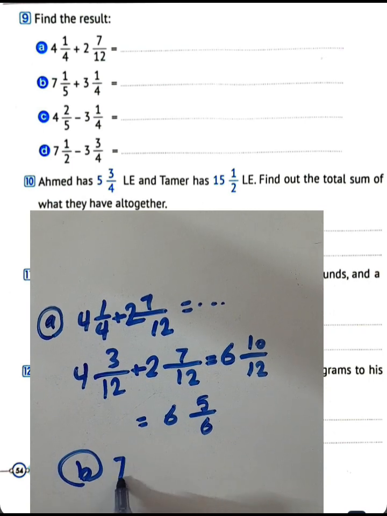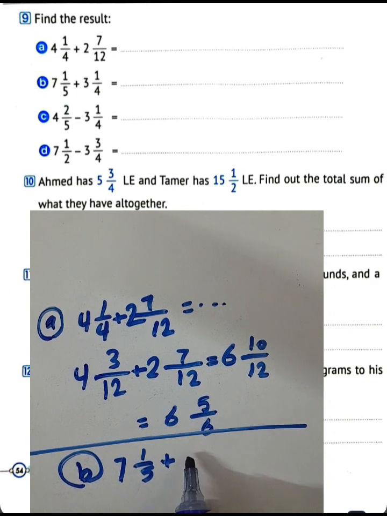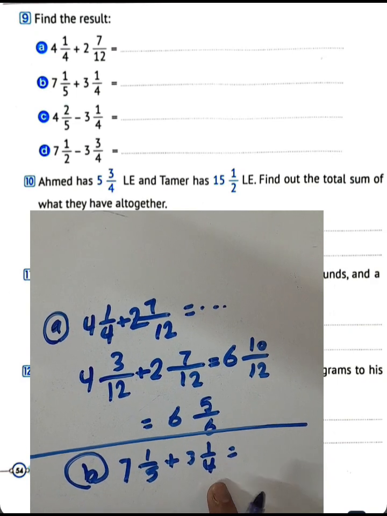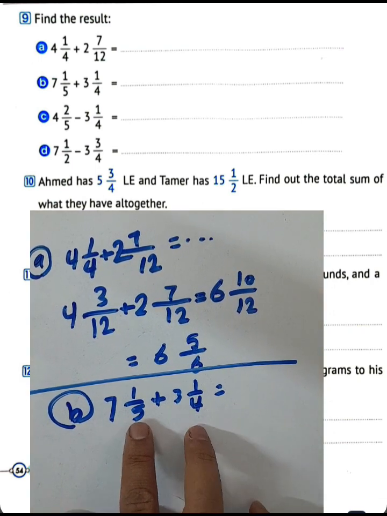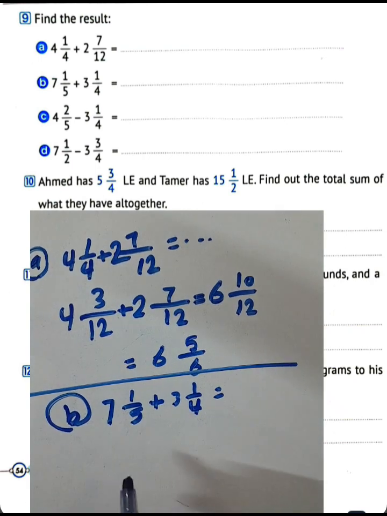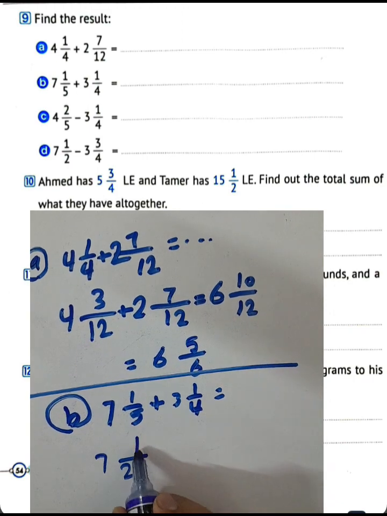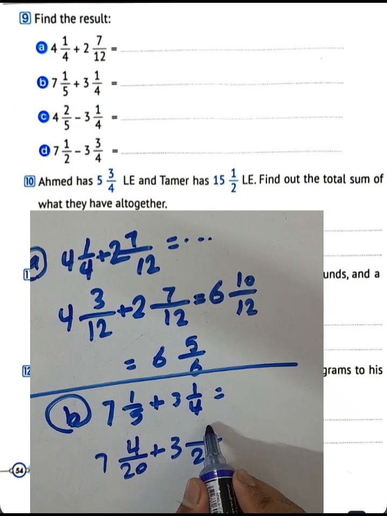Next, B, 7 and 1 over 5 plus 3 and 1 over 4. We have 5 and 4, which are relatively prime numbers. We can find the least common multiple between the two denominators here by finding their product. 4 times 5 equals 20. Then write 20 here and 7. 4 times 5 equals 20, and 4 times 1 equals 4. And then write 3. 4 times 5 equals 20, and 1 times 5 equals 5.